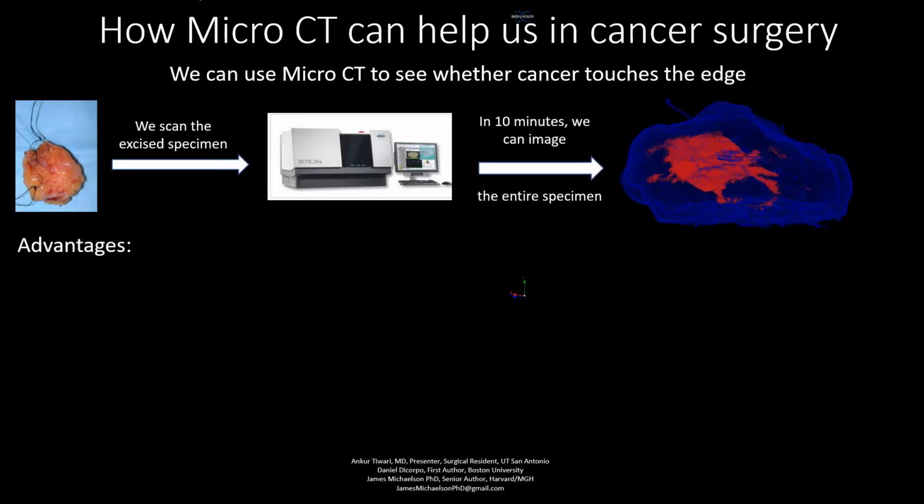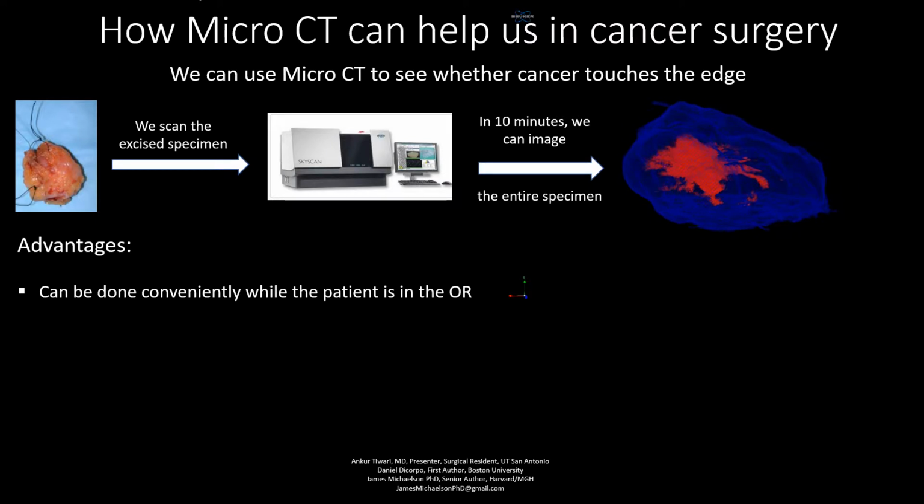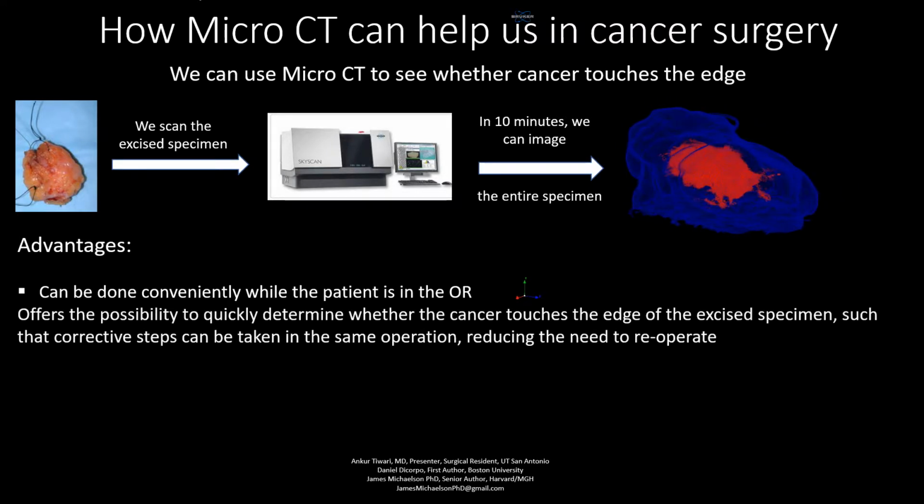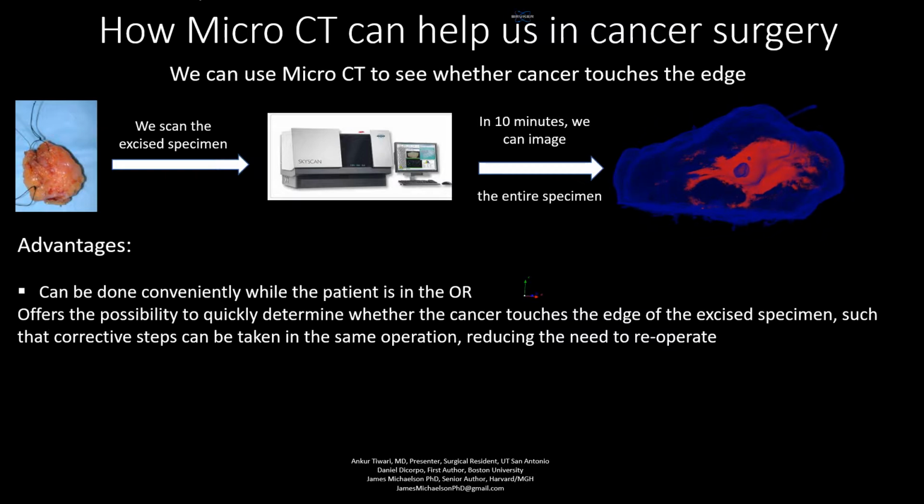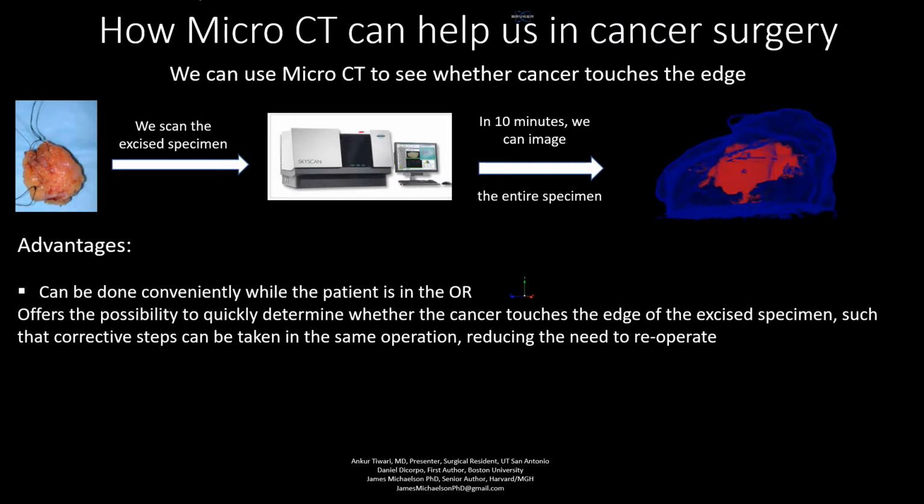The advantage of micro-CT is that it can be done conveniently in the OR, offering the possibility to quickly determine whether the cancer touches the edge of the excised specimen, such that corrective steps can be taken in the same operation, reducing the need to reoperate.